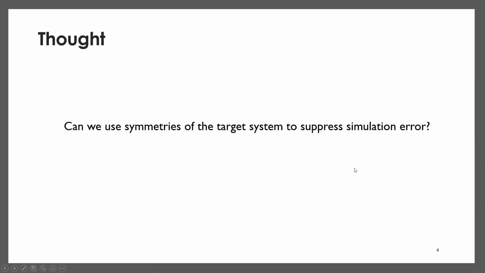So here's a thought. Instead of letting the symmetry be violated by the simulation error, can we actually use the symmetry of the target system to suppress the simulation error? And the answer is what we call a symmetry protected simulation.